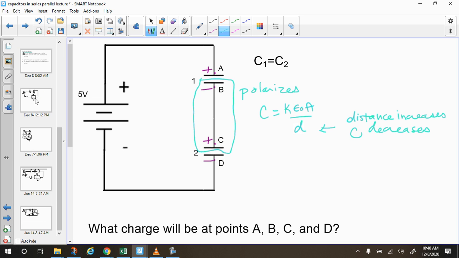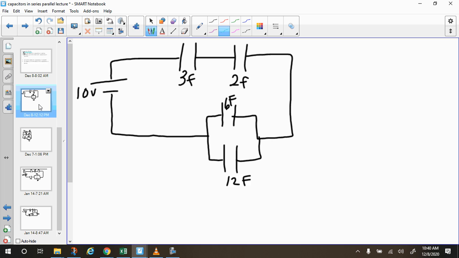Okay, so let's do an example. I have drawn a kind of sloppy, sorry, circuit here. And we have a 10-volt battery. We have a 3 farad capacitor and a 2 farad capacitor in series. And then those are in series with a 6 and a 12 that are in parallel with each other.